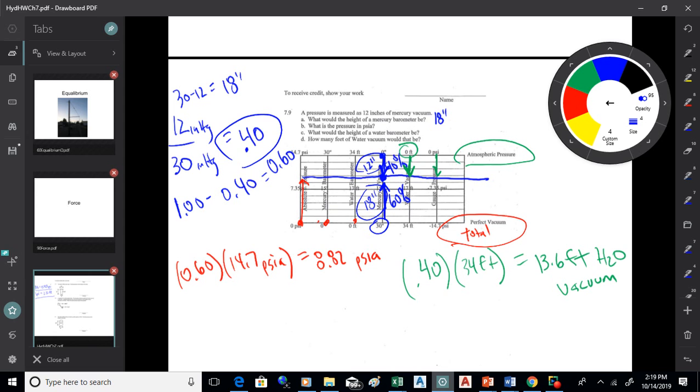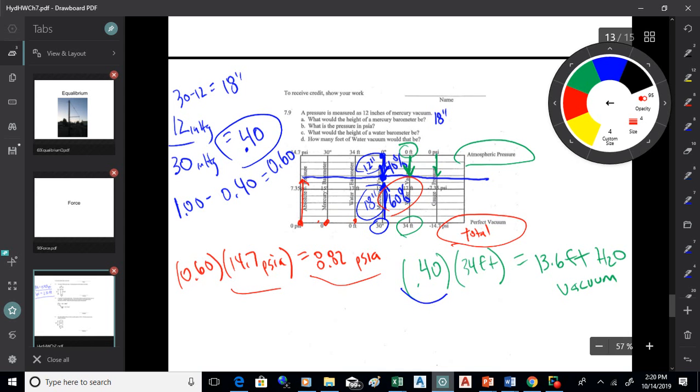So let's say I'm going to look at water vacuum here. I know that water vacuum is measured from the top down, and that's 40% of the total. Water vacuum goes from 0 to 34. I'm 40% of that, so that's 13.6 feet of water from the top measuring down. Now if I want to know PSIA, that starts at the bottom and works up. So that's going to be 60% of the total from the bottom up. The total is 14.7. 60% of that is 8.82 PSIA.